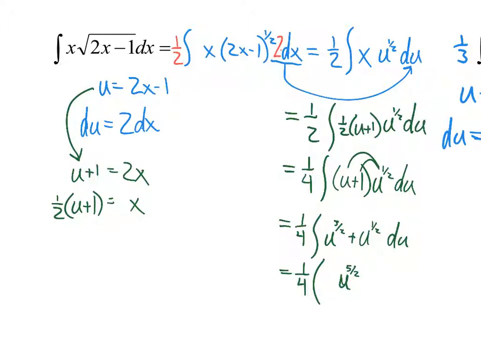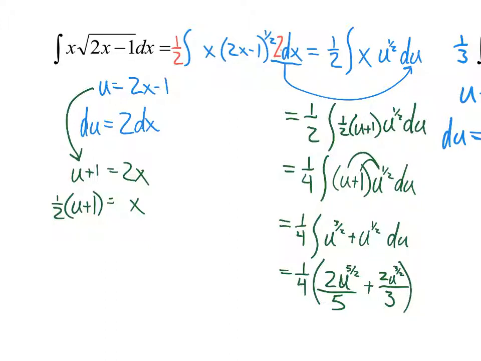Why is it 5/2? Isn't it 3/2 plus 1/2? Plus 1. Remember, you add 1 to the power. Oh, I forgot to do that. Yeah. So it'd be 2/5 u to the 5/2 plus, what's the integral of u to the 1/2? There we go, u to the 3/2 times 2/3. Okay?